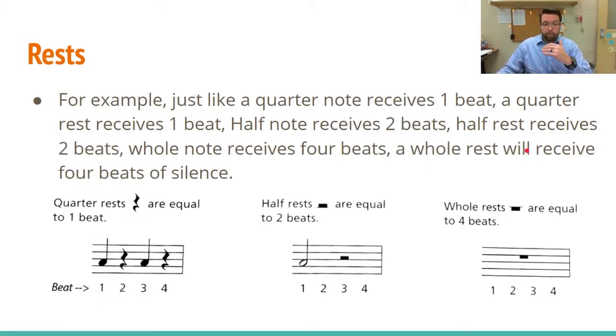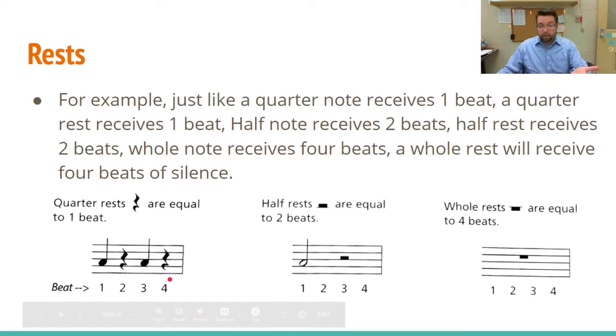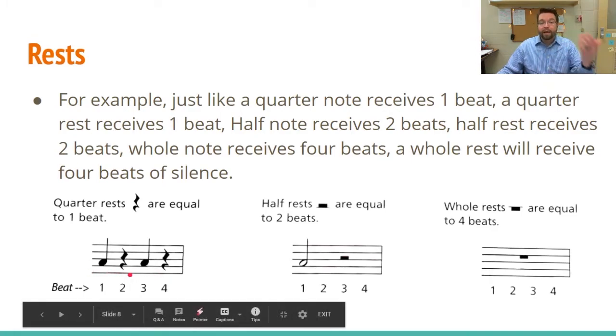For example, just like a quarter note receives 1 beat, a quarter rest is going to receive 1 beat as well. A half note receives 2. I'm going to demonstrate these examples here. Let's go through this first one. You'll notice I have the beat numbers 1, 2, 3, and 4 written underneath. They're underneath their corresponding note or rest, which is supposed to be either spoken on the beat with a sound, a pitch, that would be a note, or a silence.